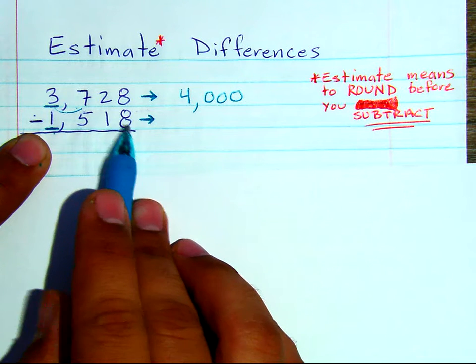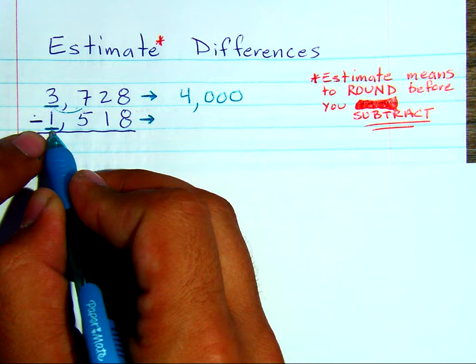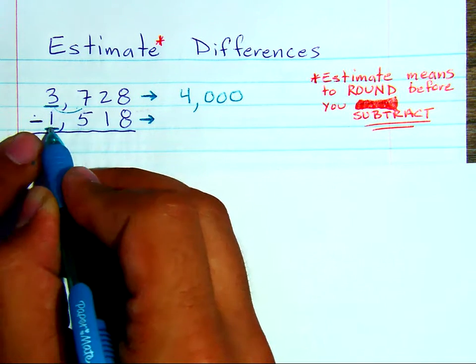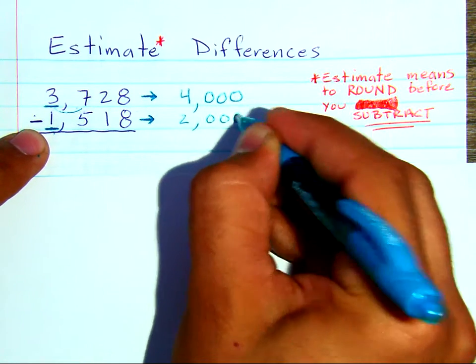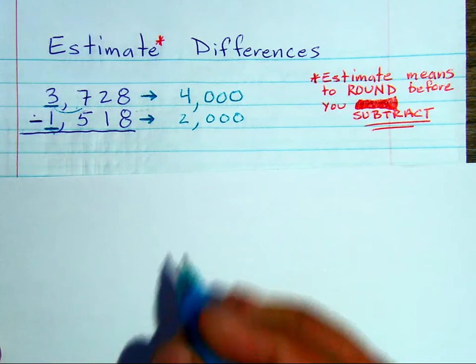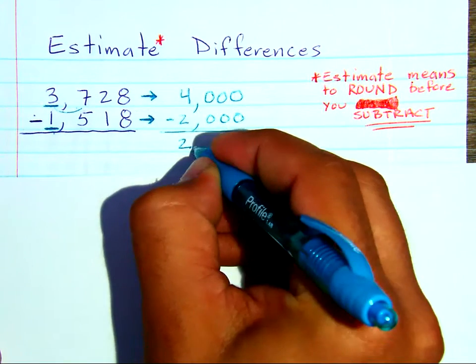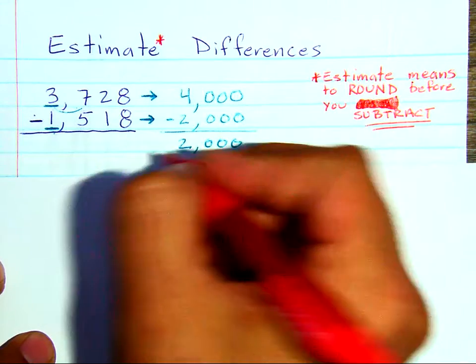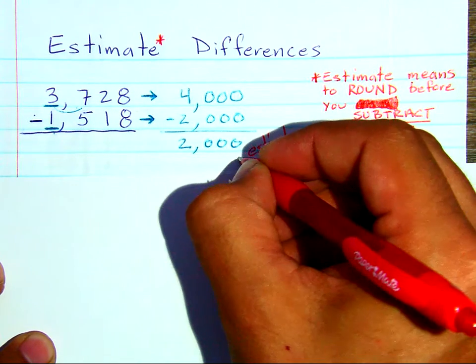And 1,518, when you find your place, the largest place value when estimating is the thousands. You look next door. Is it 5 or greater? Yes. So you'll add one more. This becomes 2,000. Now when you subtract those two numbers, you get an estimate of 2,000. So this is our estimate.